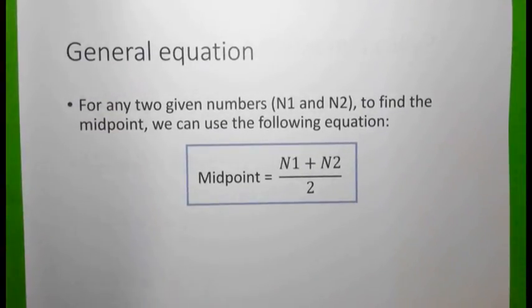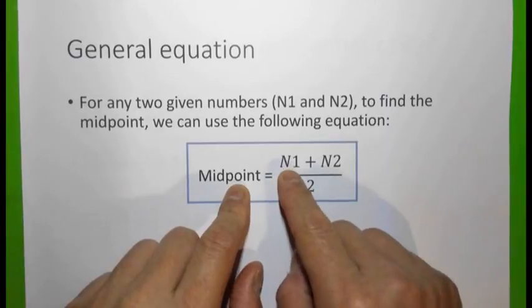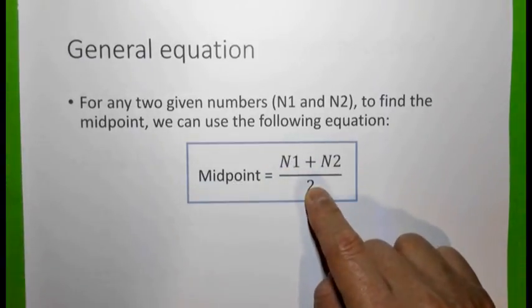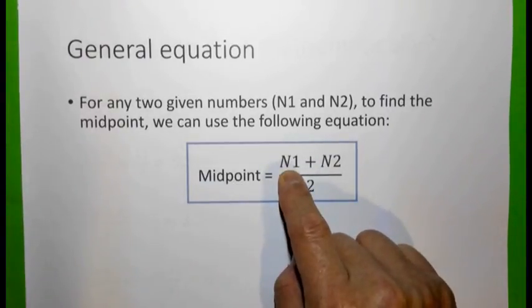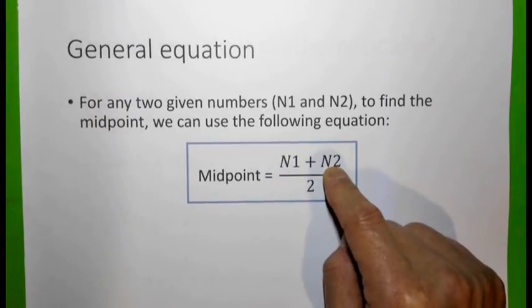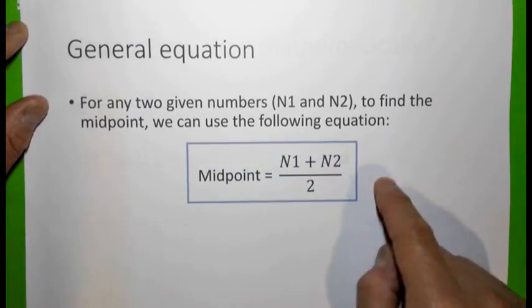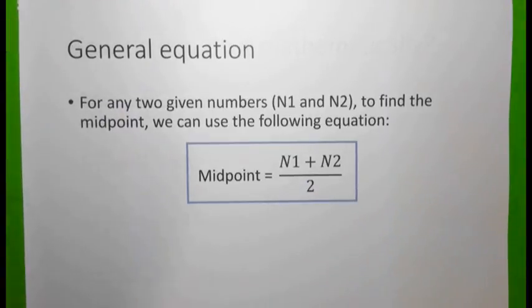And the general equation for two given numbers, n1 and n2, to find the midpoint, we can use the following equation. The midpoint is n1 plus n2 divided by 2. It doesn't matter whether n1 is positive or negative, or n2 is positive or negative. As long as we use this equation, we can find the midpoint.